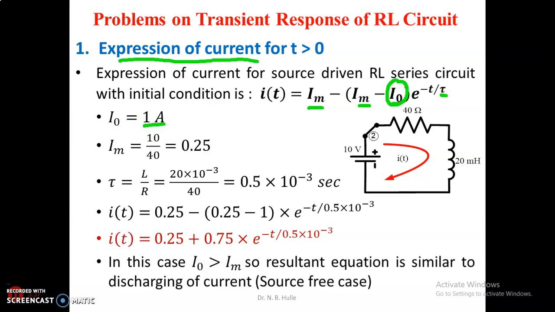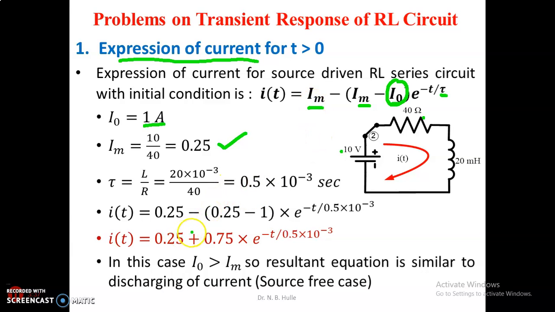which is 1 ampere. Now we will find the maximum value of the current that is possible after switching, which is when the inductor voltage becomes 0. In that case Im is equal to 10 divided by 40, which is 0.25 amperes after switching. Now the time constant is L upon R, that is 20 into 10 raised to minus 3 henries divided by the resistance 40, which is 0.5 into 10 raised to minus 3 second. Now I will substitute the values.